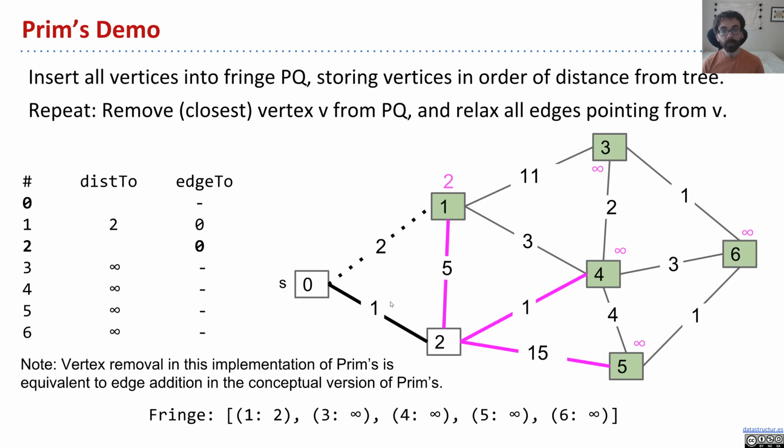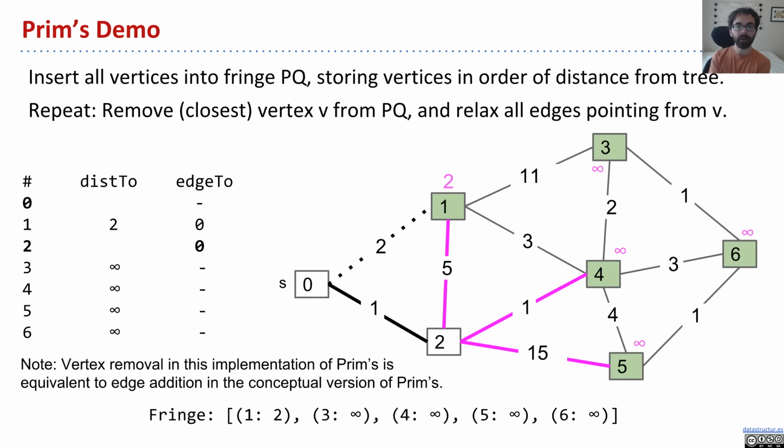Okay? So in other words, in this version of Prim's, where we're using these data structures like a fringe and this distance to and edge to array, whenever we remove a vertex from the fringe, that's the point where we're committing an edge to be part of the minimum spanning tree. It's the equivalent of adding an edge in the conceptual version. So that might seem a little mind-bending, that somehow removing a vertex is equivalent to adding an edge, and yet nonetheless it is true. So let's keep going, and hopefully it'll make sense.